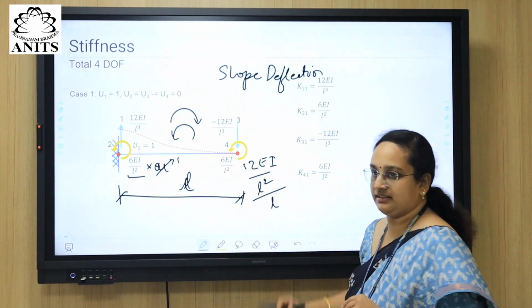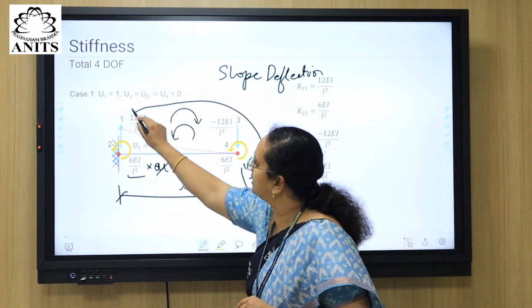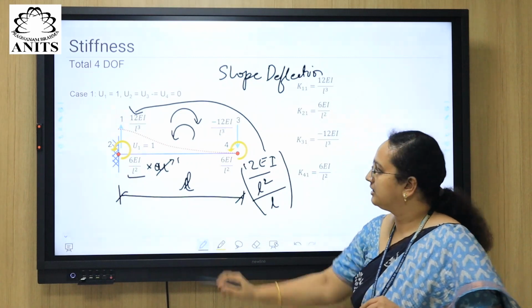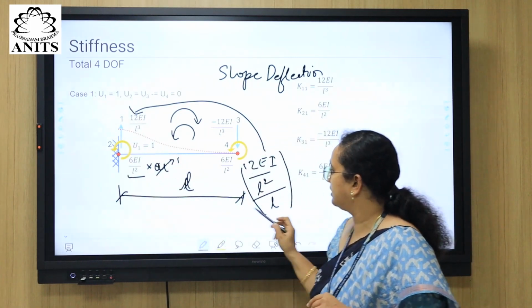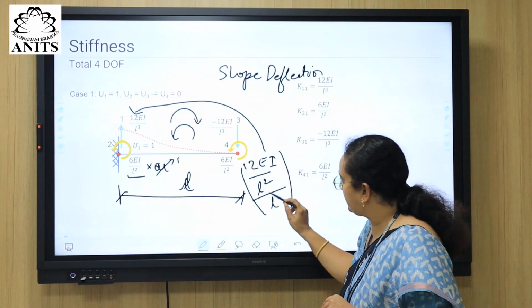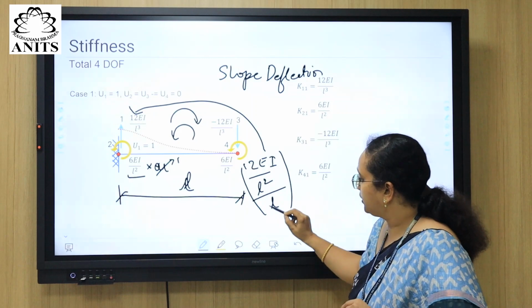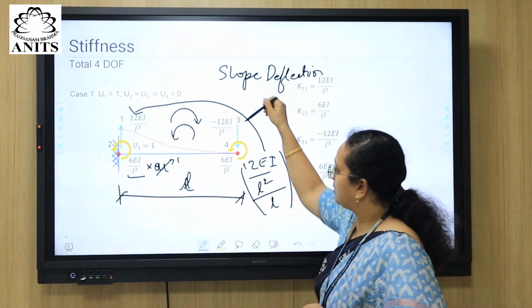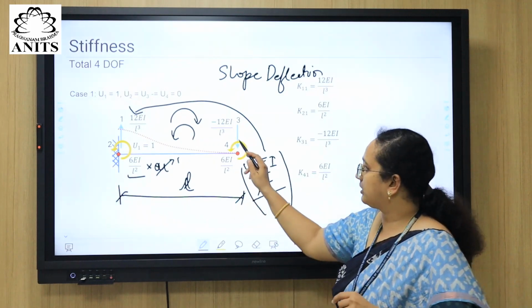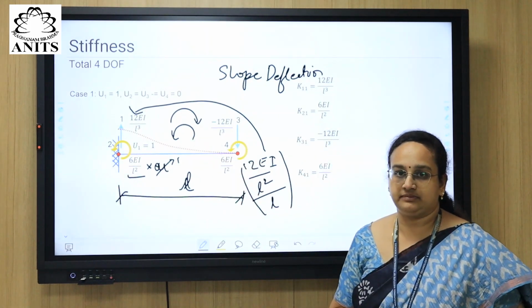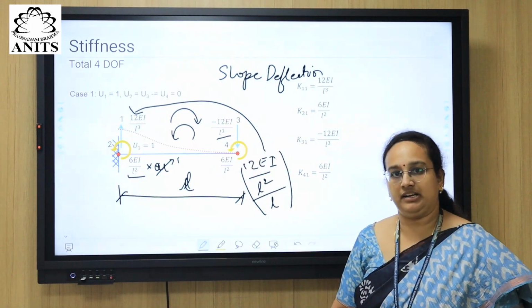That means length. Then what you get? This is the force that is actually coming here, right? So the force required in this direction to cause unit displacement is equal to the couple, that is the moment that is developed at this location, divided by the length of the member, because these two forces are acting as a couple to resist this anti-clockwise moment, right? So this force is also 12 EI by L cube.